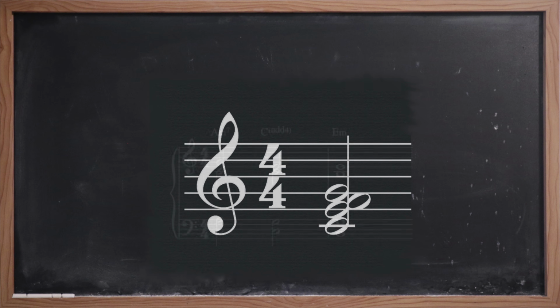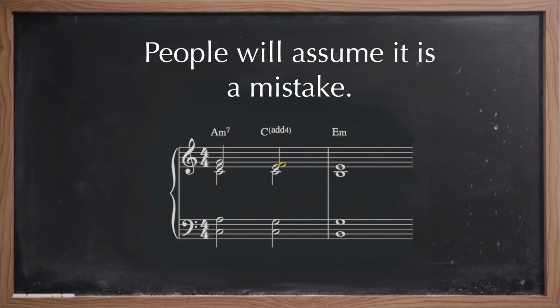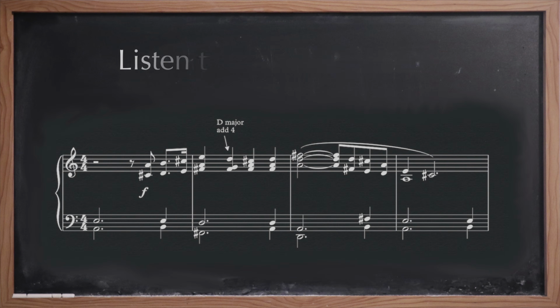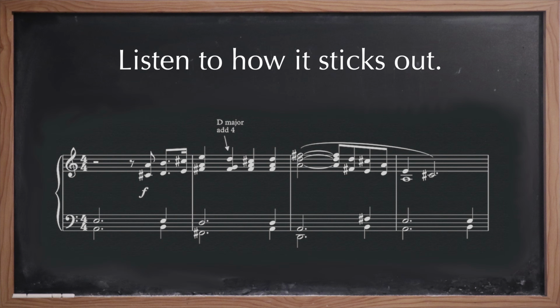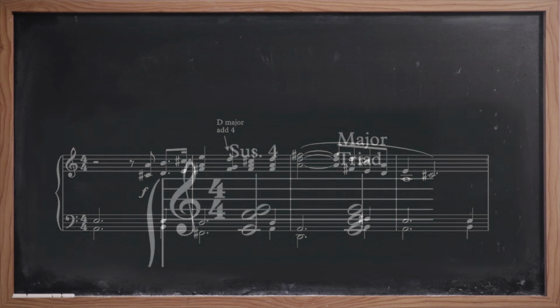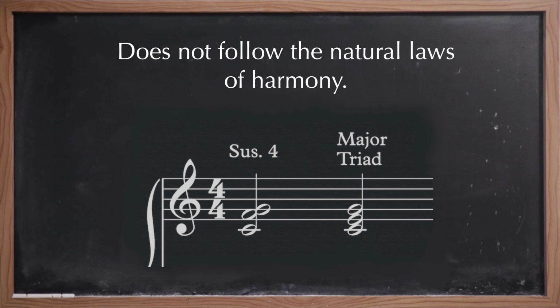And the first thing that somebody is going to think when they see this in your score is they're going to ask you, oh, did you mean a major triad or a suspended fourth? They're going to assume this is some kind of mistake you made. Because this chord doesn't really follow the natural laws of harmony.